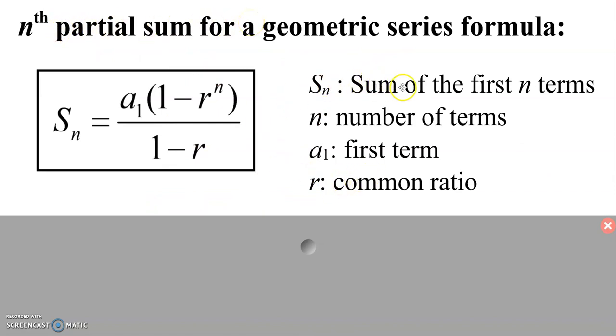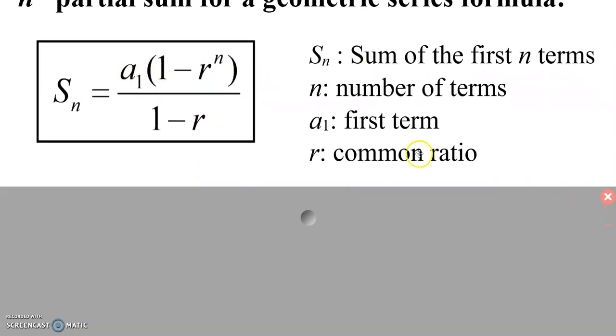So S sub n is the sum of the first n terms, n is the number of terms, a sub 1 is the first term, and r is the common ratio. One thing to be careful of here is if r is negative, make sure you actually put in parentheses right here when you're raising it to the power of n.